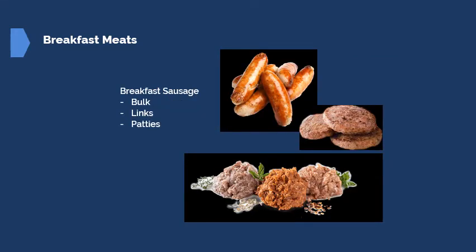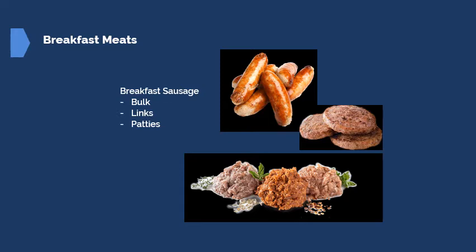Additional breakfast meats: we've got breakfast sausage. Breakfast sausage comes in bulk, in links, and in patties. Bulk sausage can consist of things such as breakfast sausage that has sage and tarragon in it. It could be chorizo sausage, which is a spicy sausage. It could be a bulk andouille style sausage. So there are a lot of different ways. You can look at a sweet sausage, a savory sausage, a spicy sausage. There are various different ways this comes.